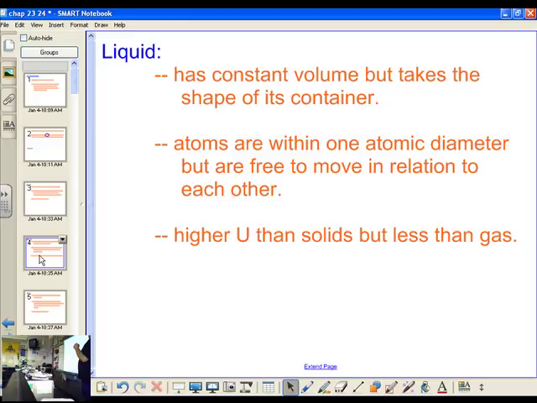They're free to move in relation to each other. So now, since they are free to move and they're moving a lot faster, they have more kinetic energy than in the solid. But they're going to have less energy than the gas form. But remember, at this point, we're still water. Water's water. We're talking about water. Anyone need more time?